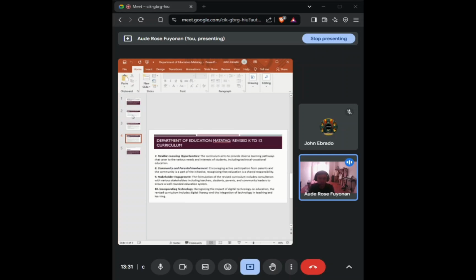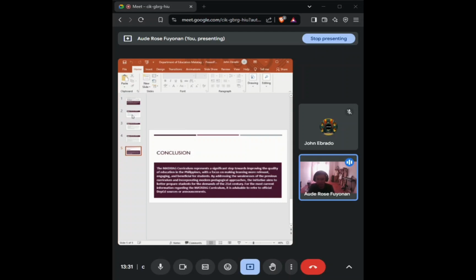And number ten, incorporating technology. Recognizing the impact of digital technology in education, the revised curriculum includes digital literacy and integration of technology in teaching and learning. So it is the demand of the 21st century, the learning of the 21st century. We are now equipped with modern technology. We have a lot of things to adapt to and to learn. That's why in today's 21st century there is a great demand, because there is a great impact of the advancement of technology.